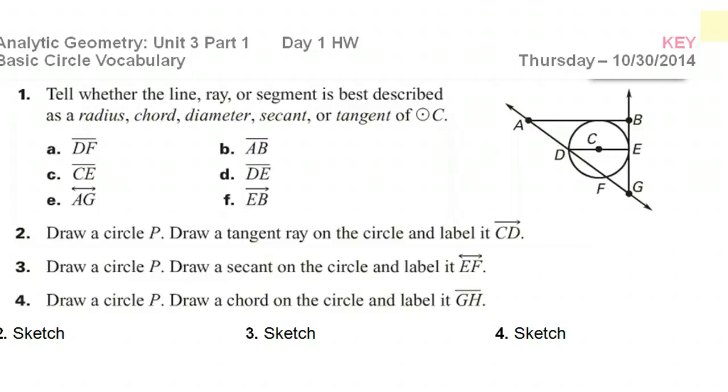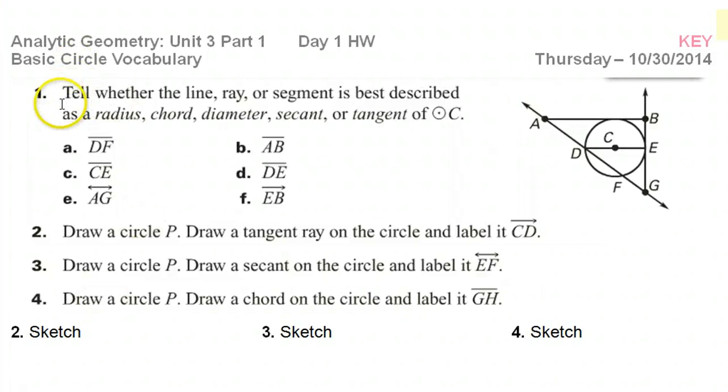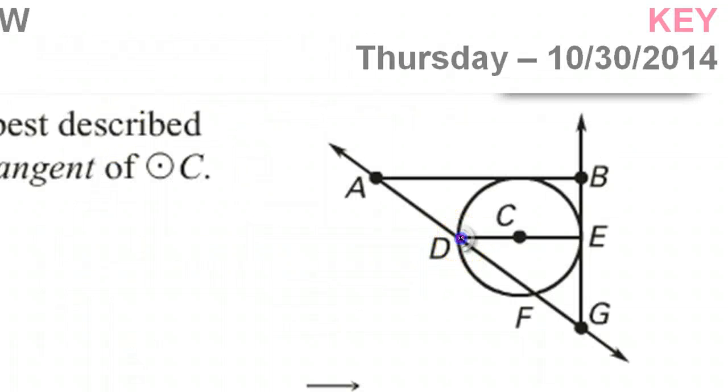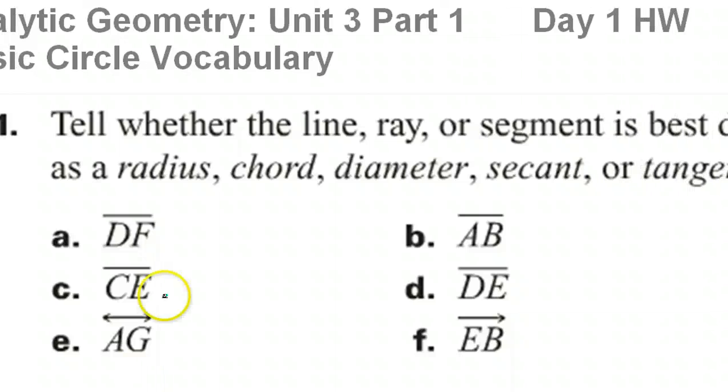Now let's see if we can apply that to this lesson here. Number one, tell whether the line, ray, or segment is best described as a radius, chord, diameter, secant, or tangent of circle C. By the way, that means circle C. So segment DF. I better zoom in. Segment DF is right here, because here's D and here's F. Which vocabulary word is that? That is a chord. Okay, segment DF is a chord.